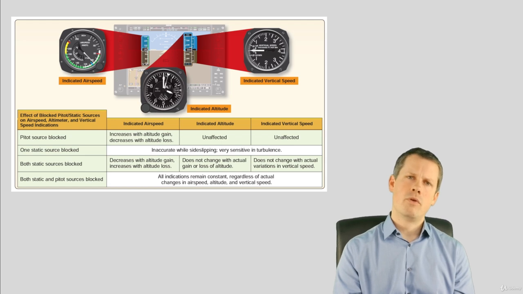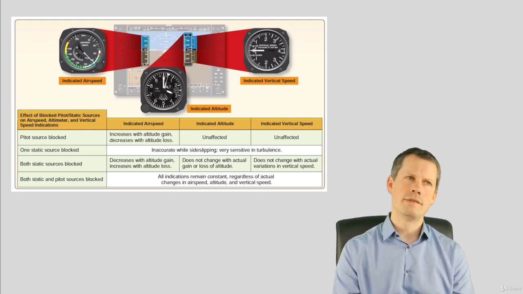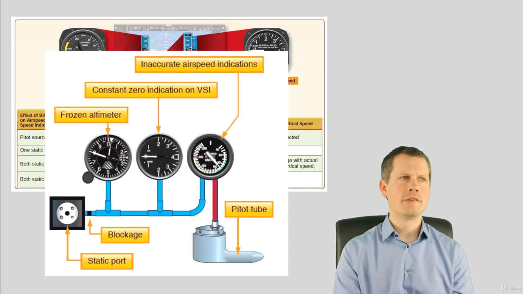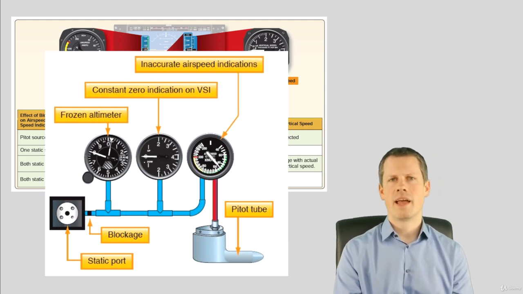If just one static port is blocked, then you will have inaccurate readings due to slipping. So in normal conditions, it might not be a big problem. However, if both static ports are blocked, then of course both your altitude and your vertical speed will get frozen at the current value. And the airspeed indicator will rise, so the airspeed will rise during descent and vice versa.